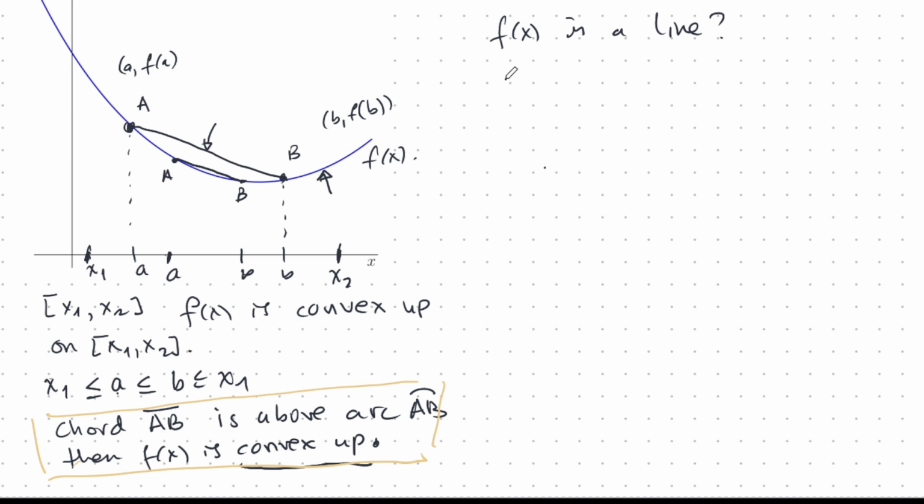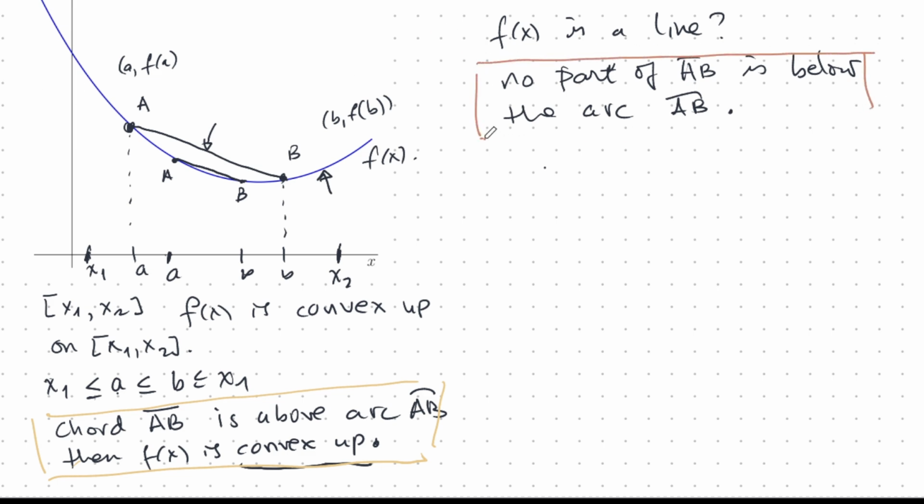So what we'll say is the chord AB is not below the arc AB, or no part of the chord AB is below the arc AB. Now, this is a good definition. This is really good because under this definition, a straight line is also convex. It's convex up. So very good.